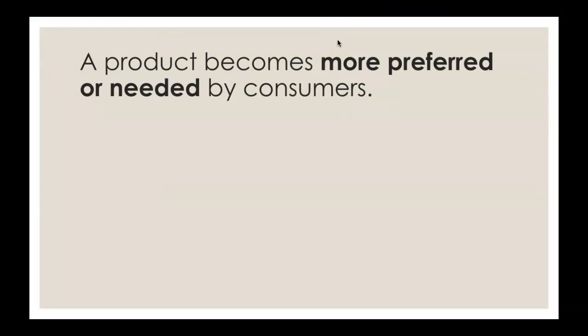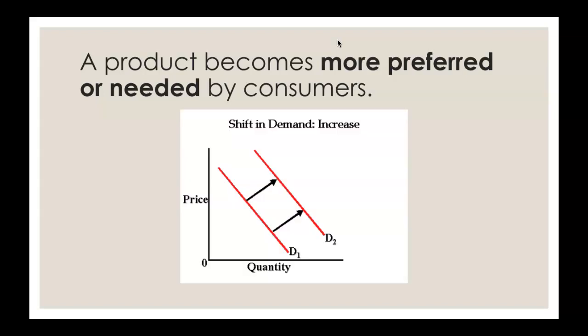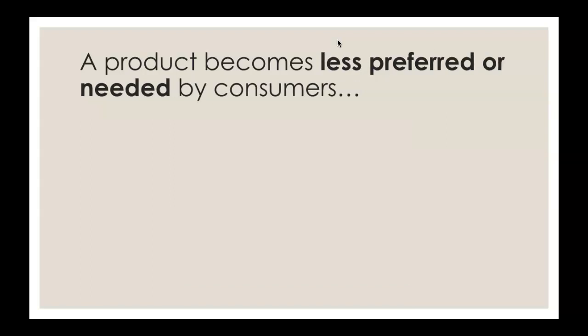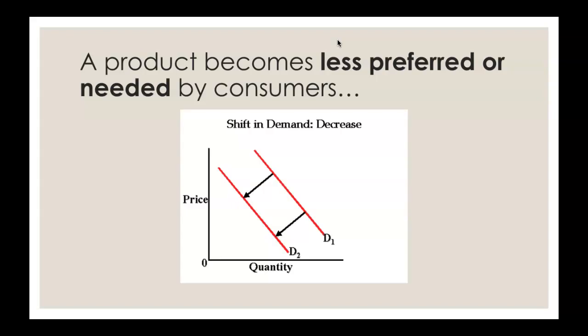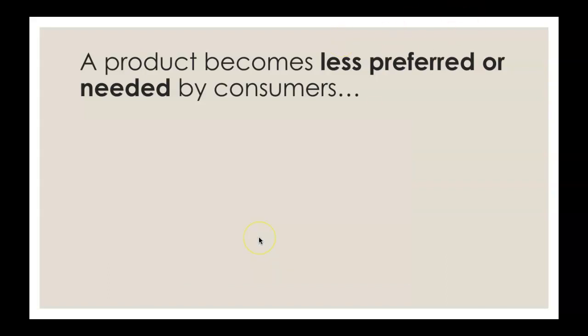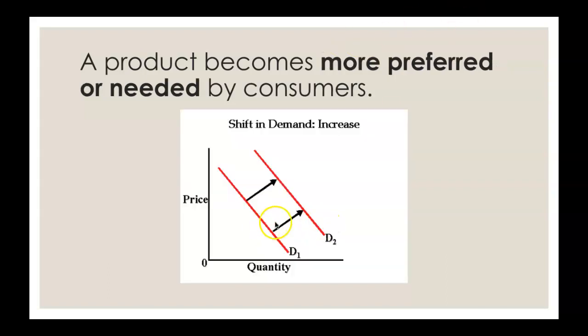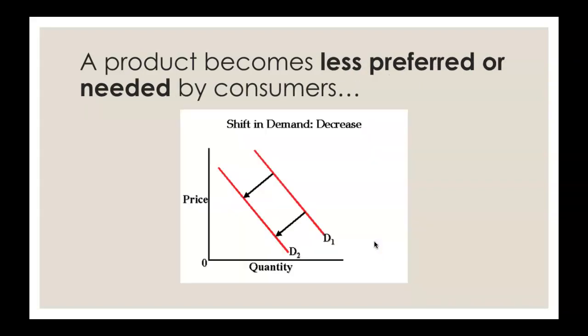If a product becomes more preferred or needed by consumers, this is going to cause an increase in demand. If a product becomes less preferred or needed by consumers, it will decrease demand, meaning it'll shift that demand curve to the left. An increase in demand shifts the demand curve to the right. You can see this demand curve moving this way. It's an increase.